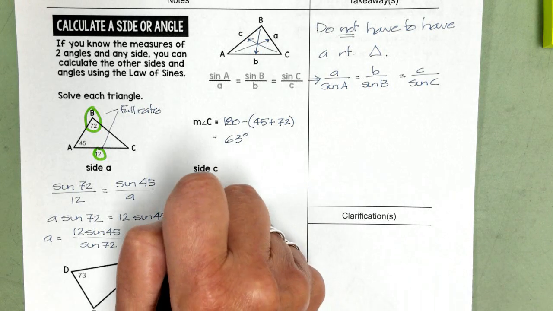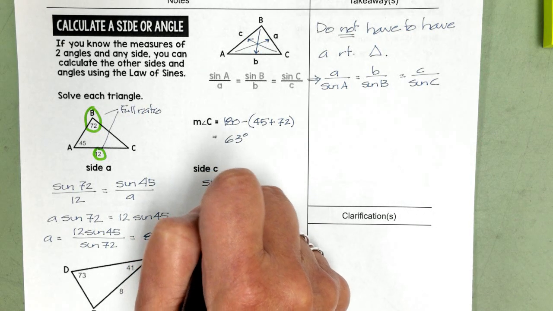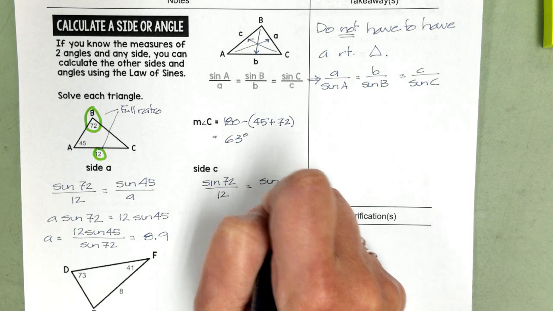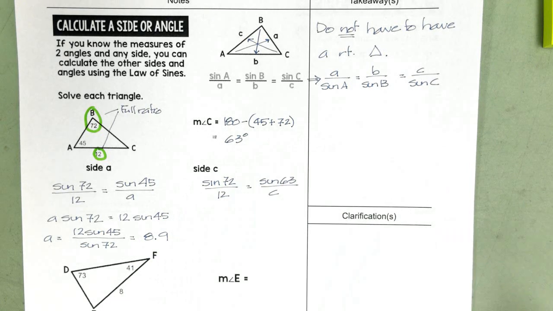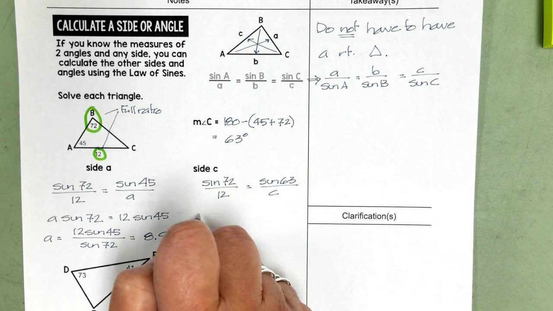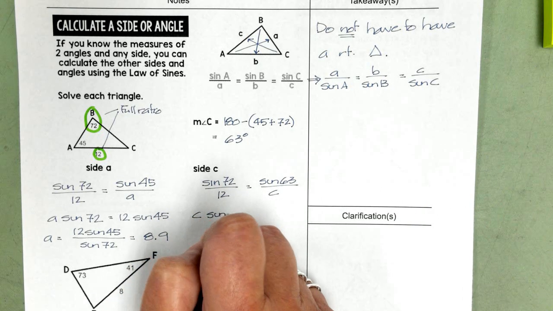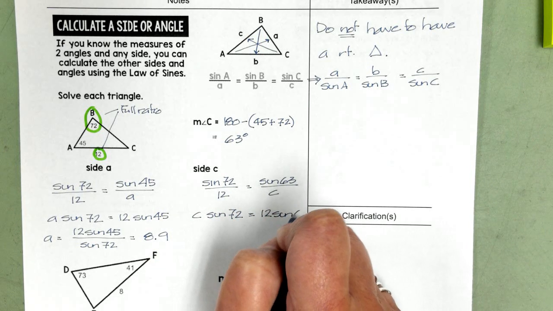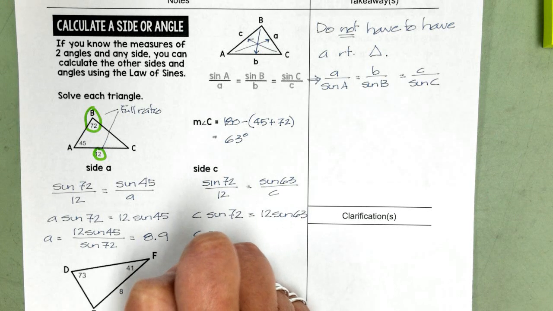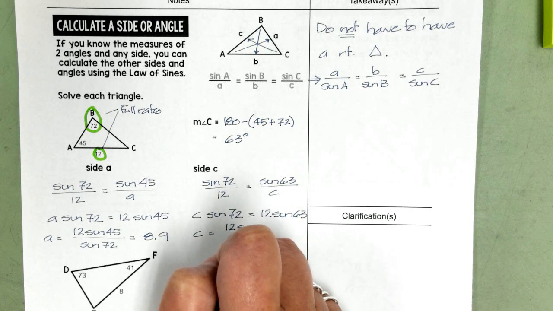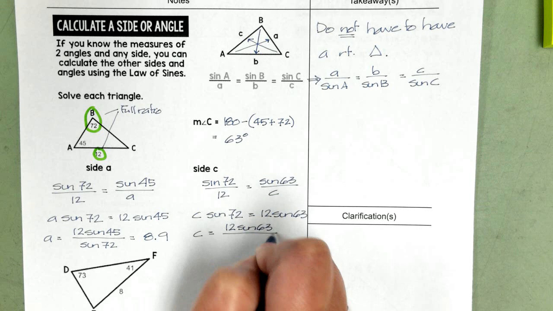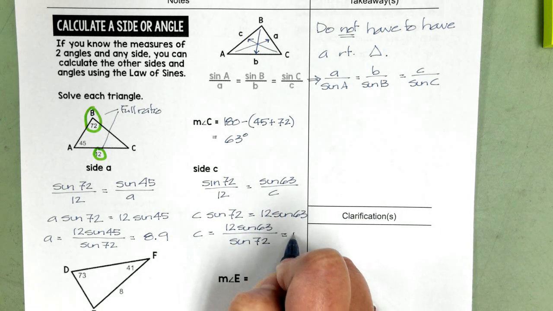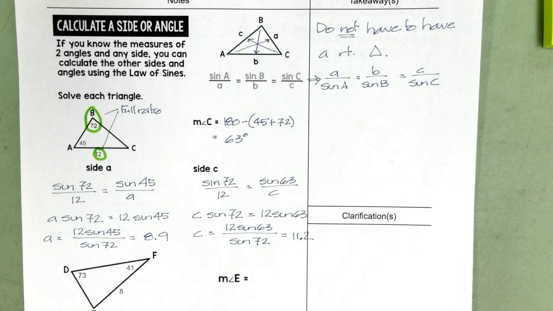So in this case, sine of 72 over 12 is going to equal the sine of 63 divided by c. We're going to cross multiply. c times the sine of 72 equals 12 times the sine of 63. So that means c is 12 times the sine of 63 divided by the sine of 72, rounding to the nearest tenth. I'm going to get 11.2.